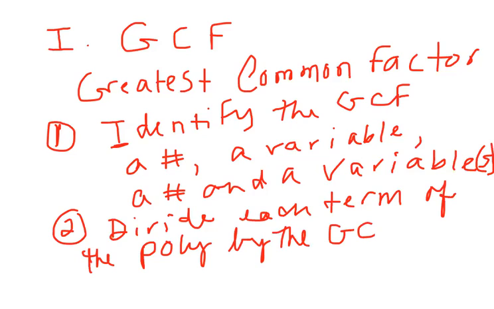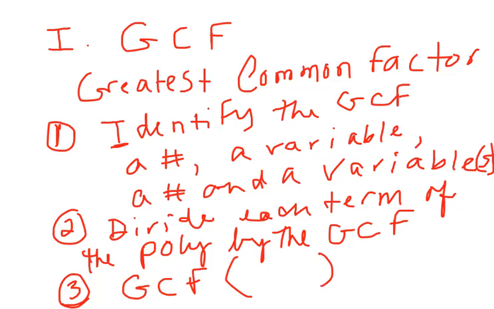Once you do this, the third step is to write the format. The format is simply this: you have your GCF in front of a set of parentheses, and then inside the parentheses, you have your leftovers after dividing each term of the polynomial by the GCF. When you write your factored form, make sure you have your GCF in front of the parentheses, and your leftovers go inside the parentheses.